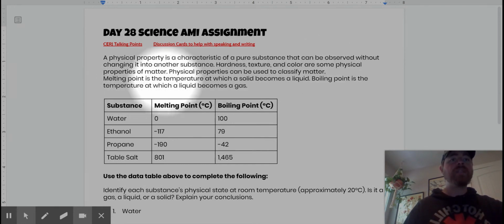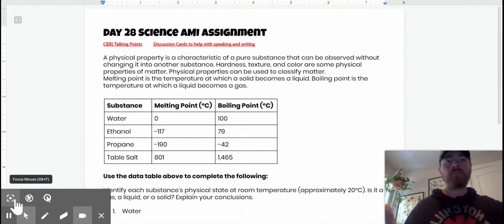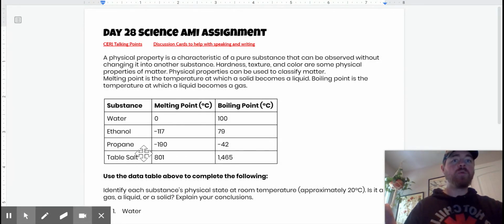Melting point is the temperature at which a solid becomes a liquid. Boiling point is the temperature at which a liquid becomes a gas. So then we have our table, and it has a list of 4 different substances: water, ethanol, propane, and table salt. These are all compounds, molecules. And it lists the melting point in degrees Celsius for each of those materials, and then the boiling point.